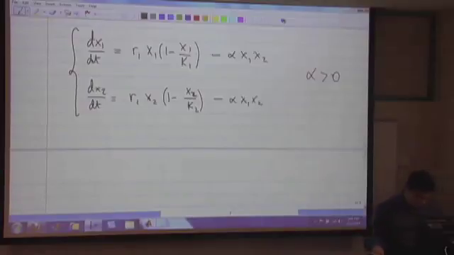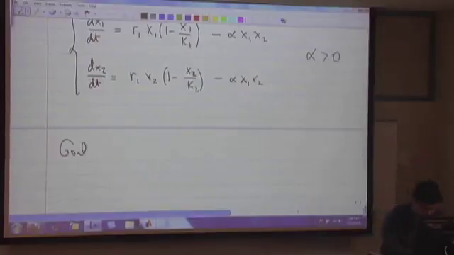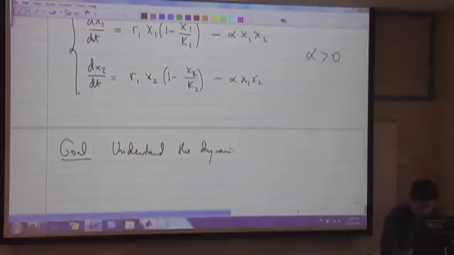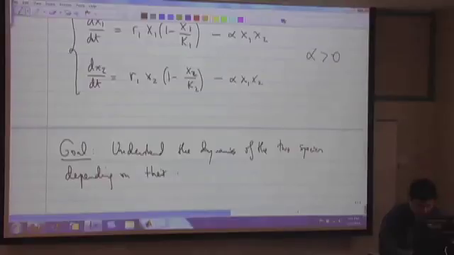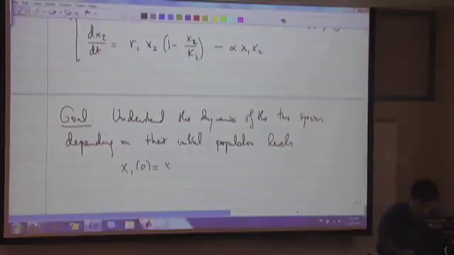Okay, so what do we do with this? Well, the first thing we want to do is understand the dynamics of the two species depending on their initial population levels, so x1 of 0 is x1 0, x2 of 0 is x2 0.